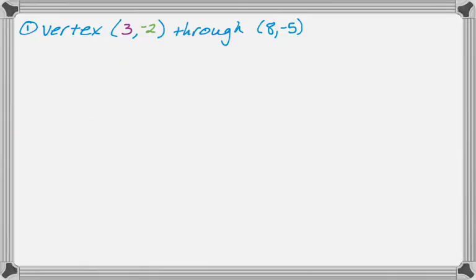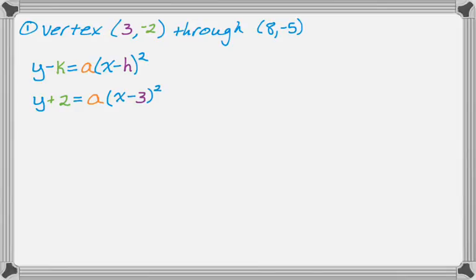So if we know the vertex is 3, negative 2, and we know that it passes through the point 8, negative 5, we dive right in using vertex form. I mean, that's why it's called vertex form. So start out like that. I like to write down vertex form and then fill in the appropriate places. So I get y plus 2 equals a, the quantity x minus 3 squared. So the plus comes from minus negative 2, becomes plus 2.